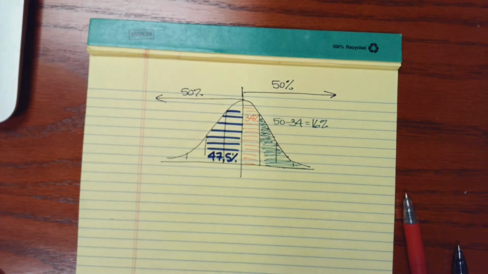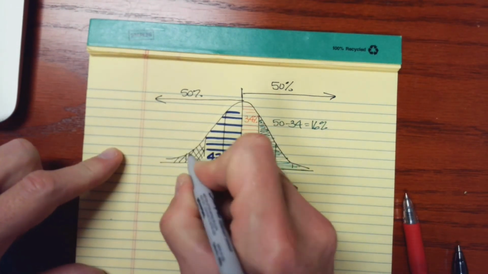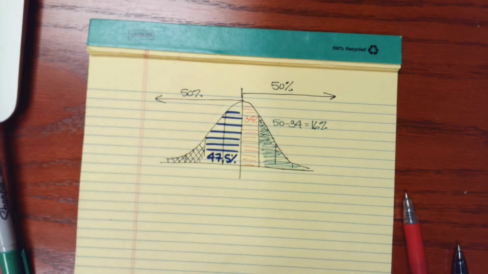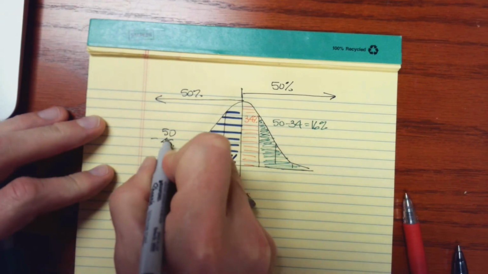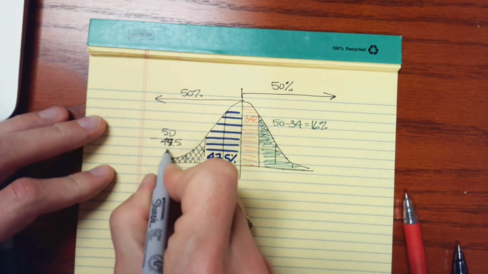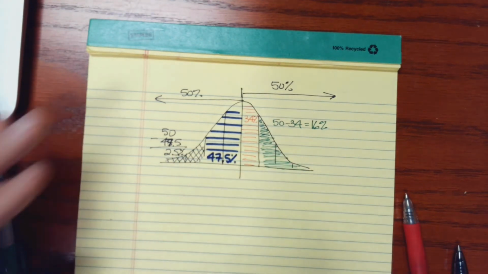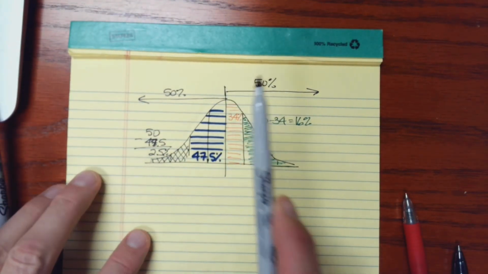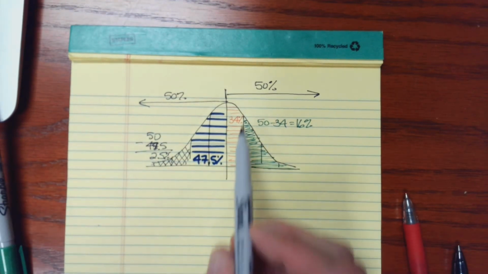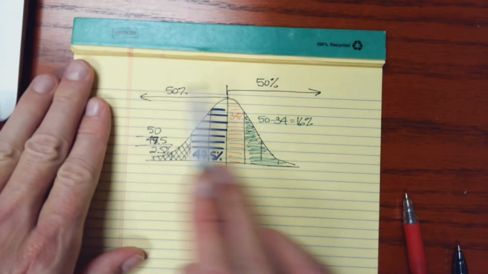We could do the same thing over on the left side and say that this, I'll use a kind of a diagonal or a patchwork. This piece would be 50 minus 47.5, which would be 2.5%. That would be just this little bit right here. So you can get to some different areas just by using the original 68, 95, 99.7, and then the fact that it's symmetric and that this line splits your distribution 50-50.